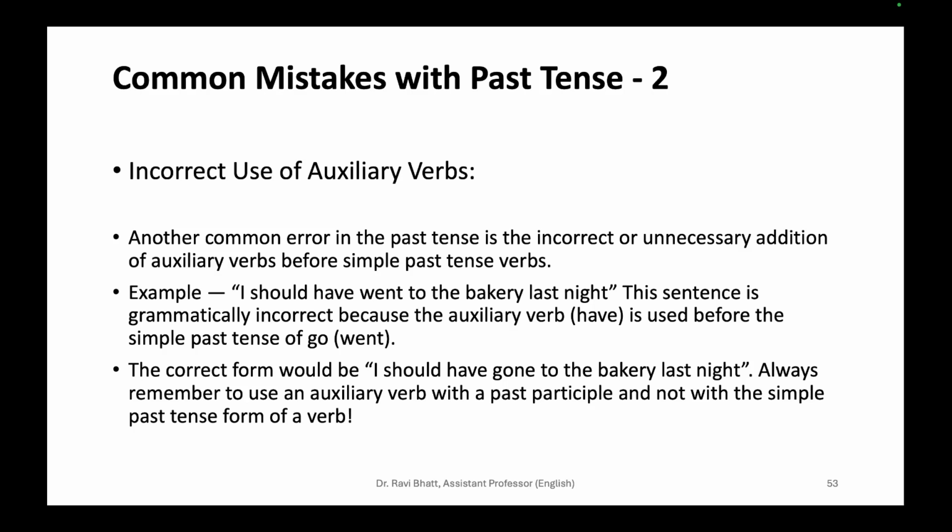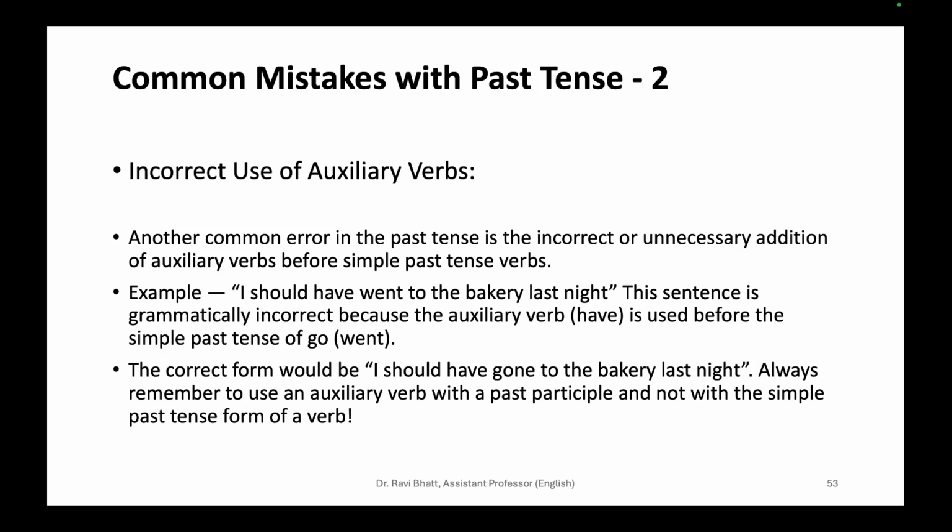The second mistake is incorrect use of auxiliary verbs. Like I know, auxiliary verbs or helping verbs play a crucial role in most of the sentence formations. Now, let's see what it says. Another common error in the past tense is the incorrect or unnecessary addition of auxiliary verbs before simple past tense verbs. Okay. Example, I should have went to the bakery last night. Now, how odd this sounds. Now, this sentence is grammatically incorrect because the auxiliary verb have is used before the simple past tense of go.